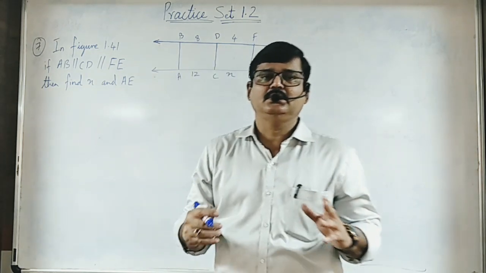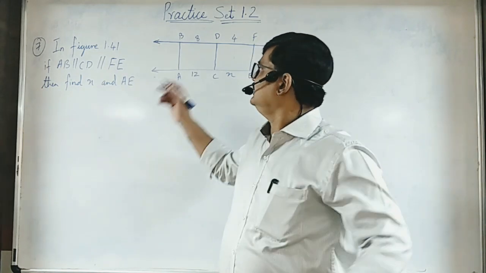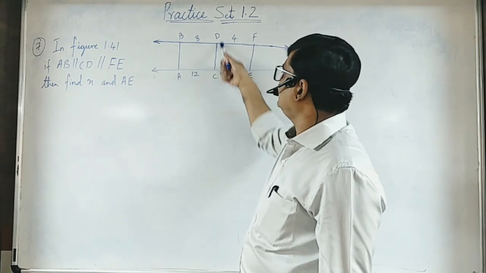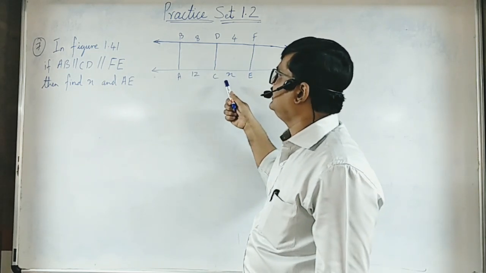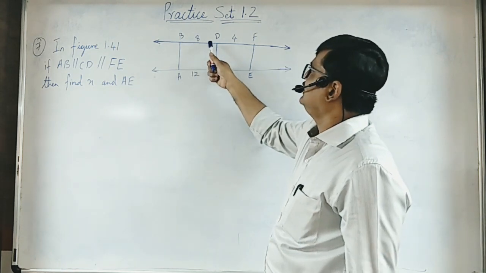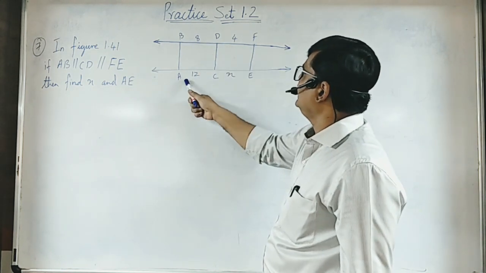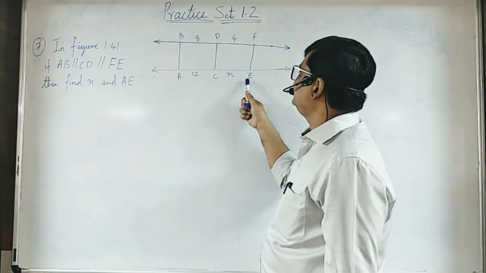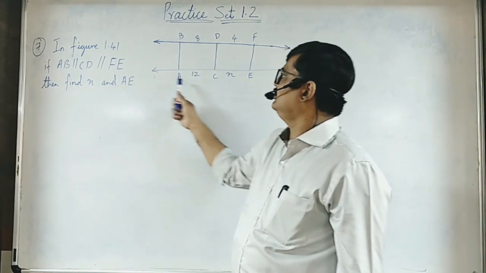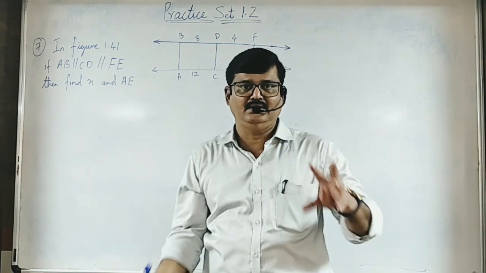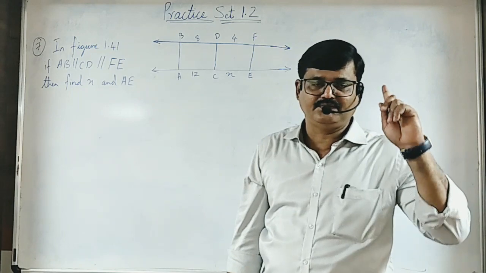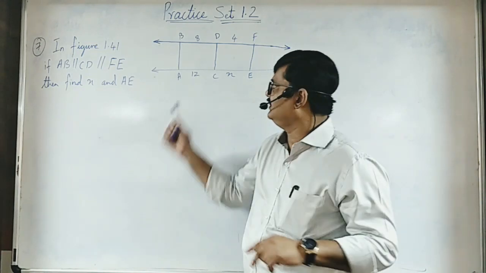Here they have given AB parallel to CD parallel to FE. Can you see that? They told us to find the value of X. They have given BD is 8, DF is 4, AC is 12 and CX. First they told us to find X, and after finding X, they told us to find AE. There are two things to find: first your X value, and then the value of AE.